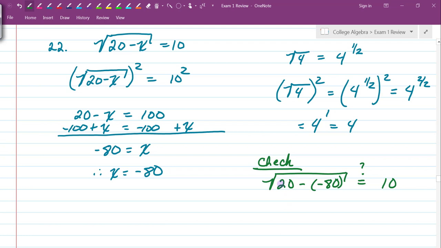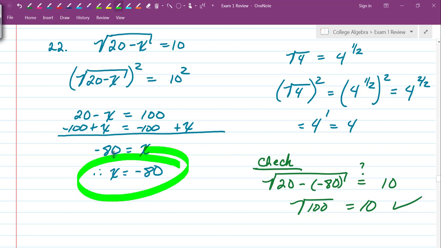So we end up with 20 minus a minus becomes a plus, so 20 plus 80 is the square root of 100. Does that equal 10? It sure does. So we know that we have the correct answer, and x is equal to negative 80 is our answer.